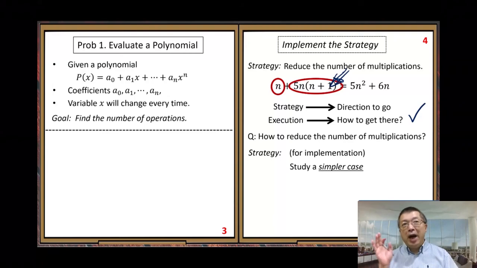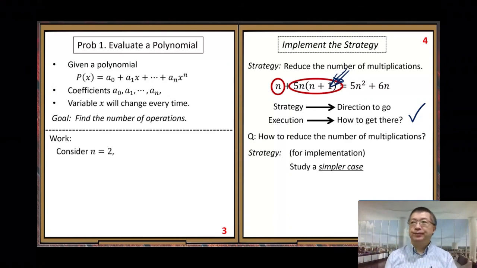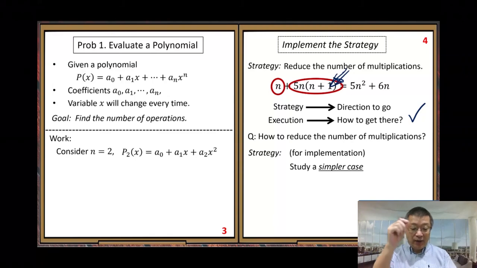In order to use this strategy, next, let me introduce a commonly used method in our problem solving. That is when we do experiments on relatively simpler cases. Here, n equals 2 first. N equals 2, let us write P2 of x: A0 plus A1x plus A2 x squared.